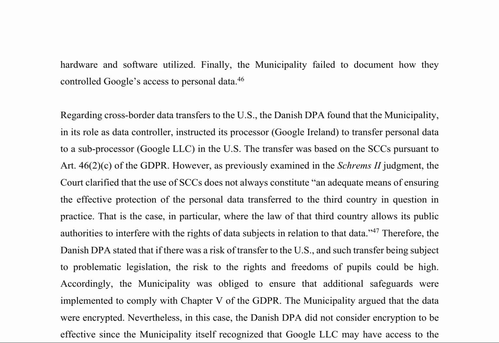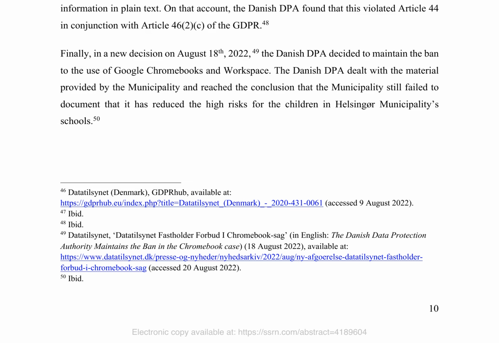Furthermore, the municipality failed to conduct sufficient testing of the hardware and software used, and did not document how they controlled Google's access to personal data. In a subsequent decision on August 18, 2022, the Danish DPA maintained the ban on the use of Google Chromebooks and Workspace, concluding that the municipality had not successfully documented measures to reduce the high risks for children in Helsingor Municipality's schools. The Danish DPA's findings underscore the importance of thorough risk assessments and the implementation of robust safeguards to ensure compliance with Chapter 5 of the GDPR, particularly in relation to cross-border data transfers and the protection of sensitive personal data.